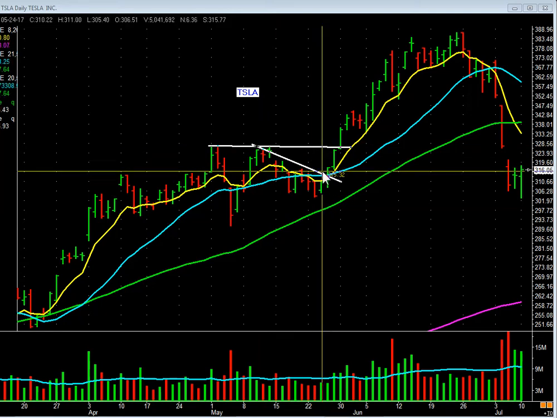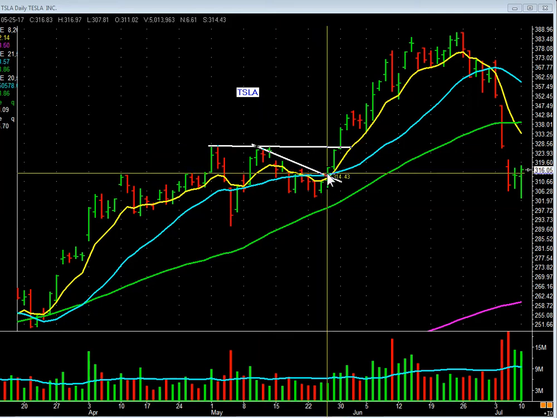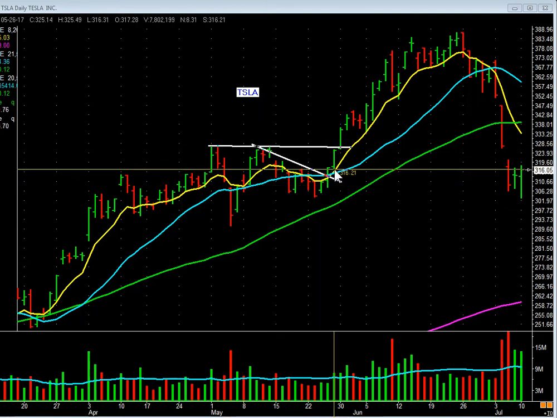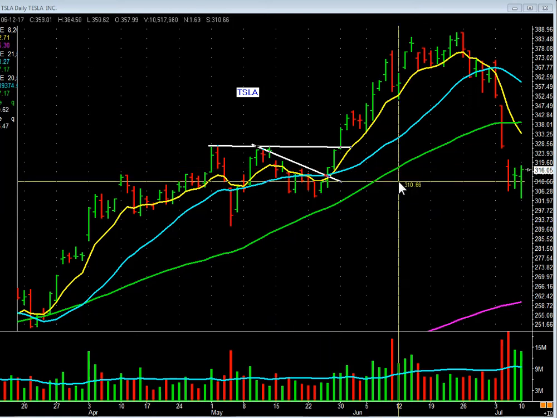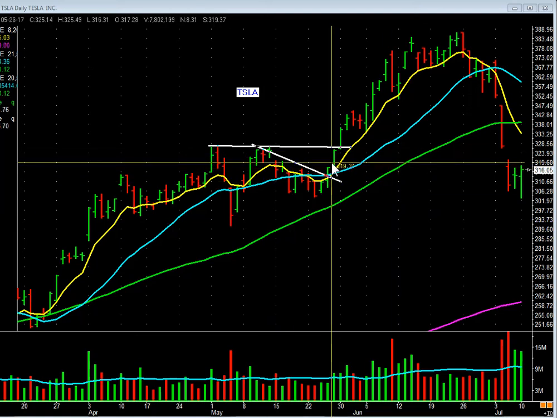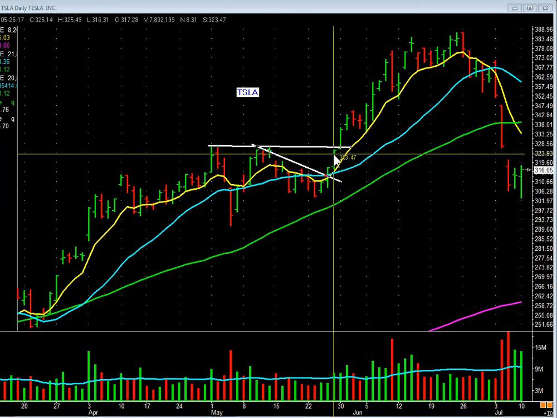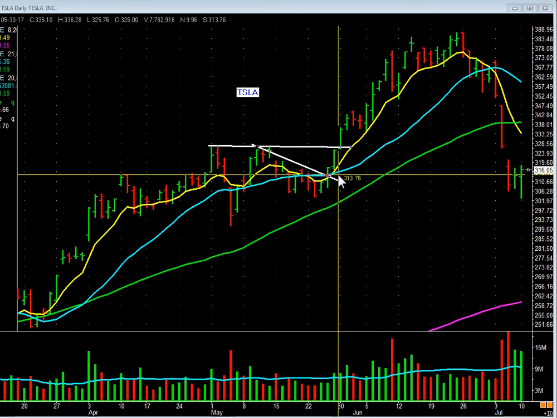There's a downward sloping trend line on Tesla back in May of this year. It's coming down to the 20-day moving average line. It's above the rising 50. It lifts off right here on a pickup in volume. You could buy it lifting off the 20-day, this downward sloping trend line.